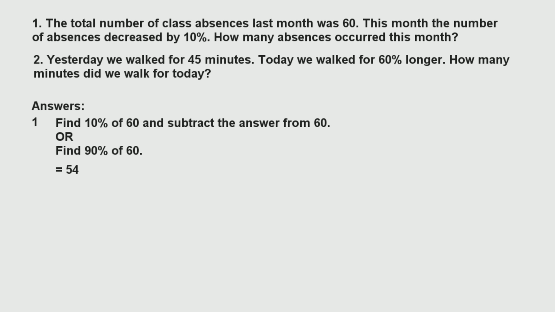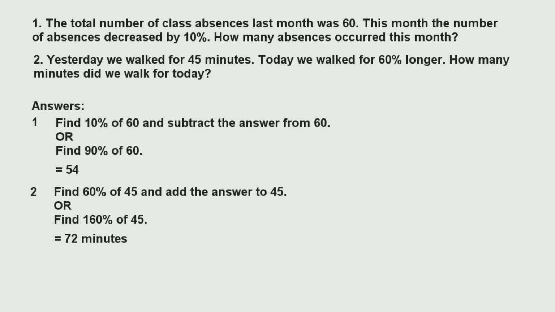For the second question, yesterday we walked for 45 minutes. Today we walked for 60% longer. How many minutes did we walk for today? So this will be a 60% increase. So we find 60% of 45 and add the answer on top of 45. Or we just find 160% of 45. So 45 minutes is worth 100%. We add the 60% onto the 100% to find the 160% of 45. Whichever way you do it, you get the answer 72 minutes.